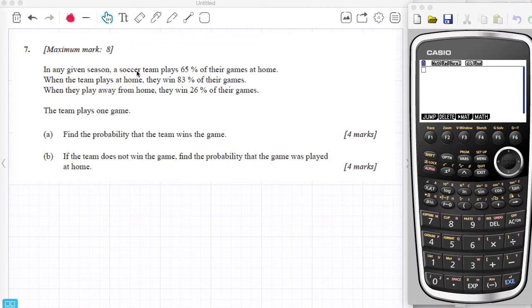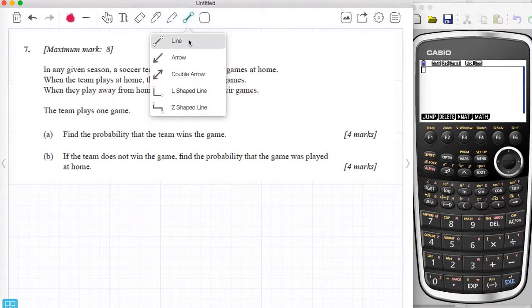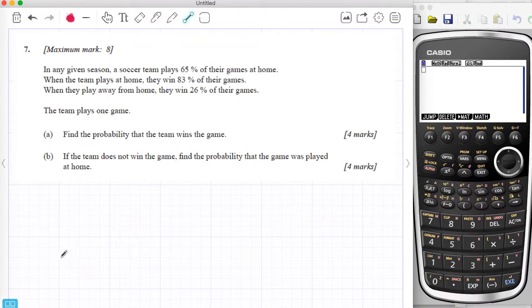Okay, in any given season, a soccer team plays 65% of their games at home. When the team plays at home, they win this percentage of games. When they play away from home, they win this percentage. Now, the easiest way to do this is to get all this information into some kind of diagram. I'm choosing to use a tree diagram. I find them by far and away the easiest way to deal with these.